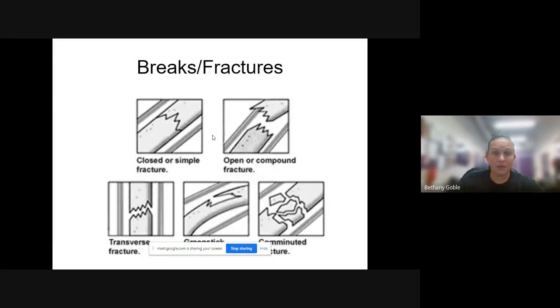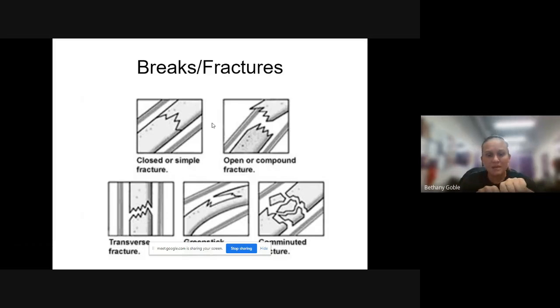All right. Now we're going to talk about breaks and fractures. All right. There are 5 types of breaks or fractures. First type is called closed or simple. This is where your bone, it doesn't matter. It could be my arm bone, my pinky bone. It could be my femur bone. Any bone can fracture in any way.